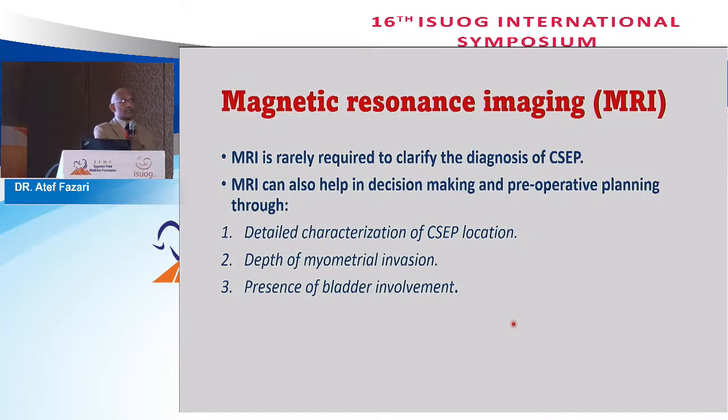Furthermore, magnetic resonance imaging might help, especially in doubtful cases, and gives good detailed characteristics of scar pregnancy localization, especially with congenital malformations or very bad problems like myomatous cases, the depth of myometrial invasion or involvement, and the presence of bladder involvement. Sometimes the bladder is involved, especially with previous surgeries.